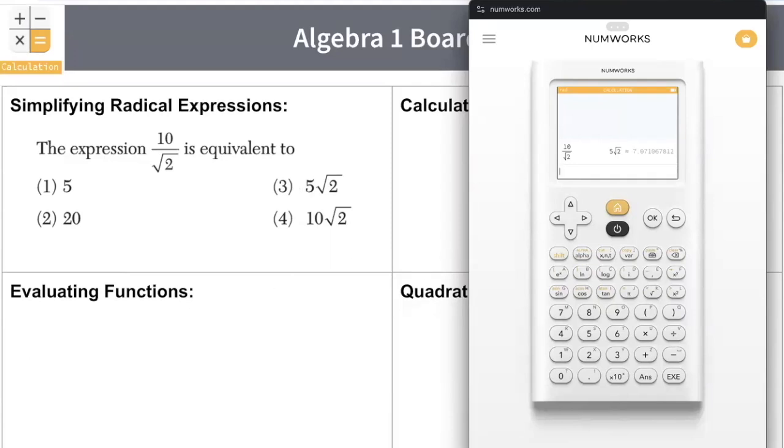Moving on to evaluating functions. So how is a student going to understand function notation and use the calculator to evaluate functions?